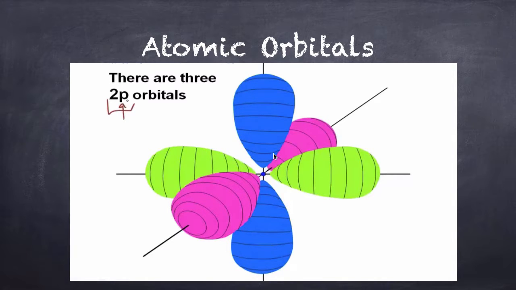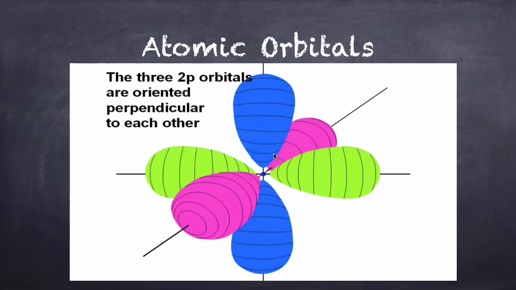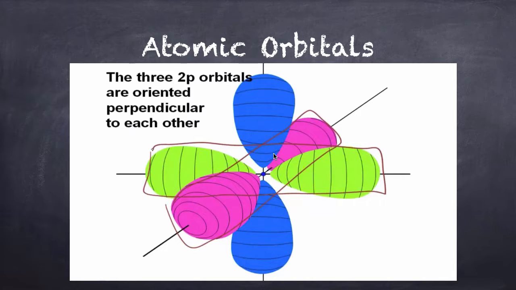So here we have a different shape. Here we have the p shape. And there are 3 2p orbitals. They're all oriented perpendicular to each other. So we have the sort of pinkish red on the y-axis. That's one orbital. Here's the second orbital along the x-axis, sort of a greenish yellow, I guess. And then the third 2p orbital along the z-axis.